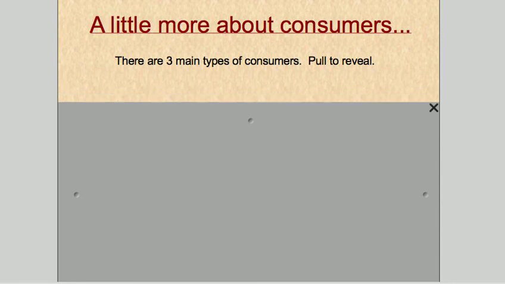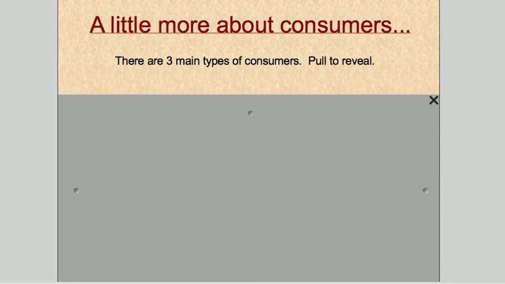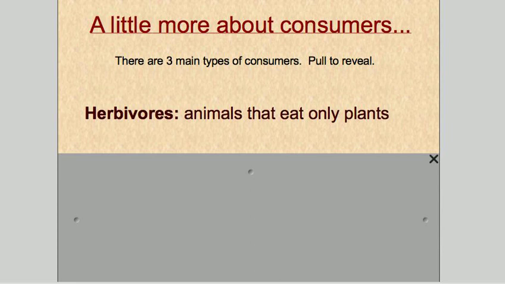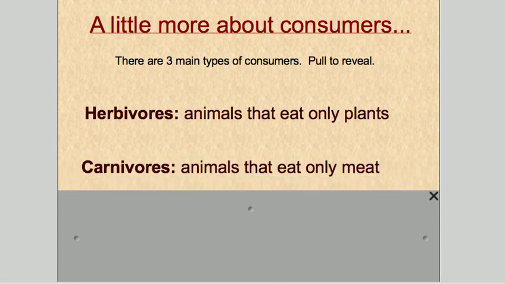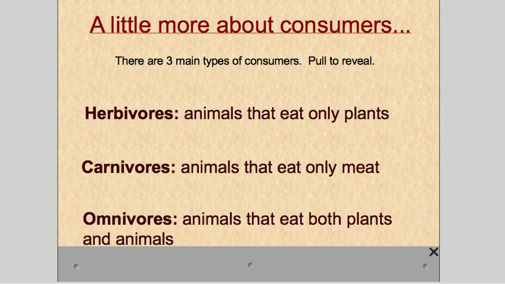Here's a little more about consumers. There are three main types of consumers. The herbivores, these are animals that eat only plants. The carnivores are animals that eat only meat. And the omnivores are animals that eat both plants and animals.